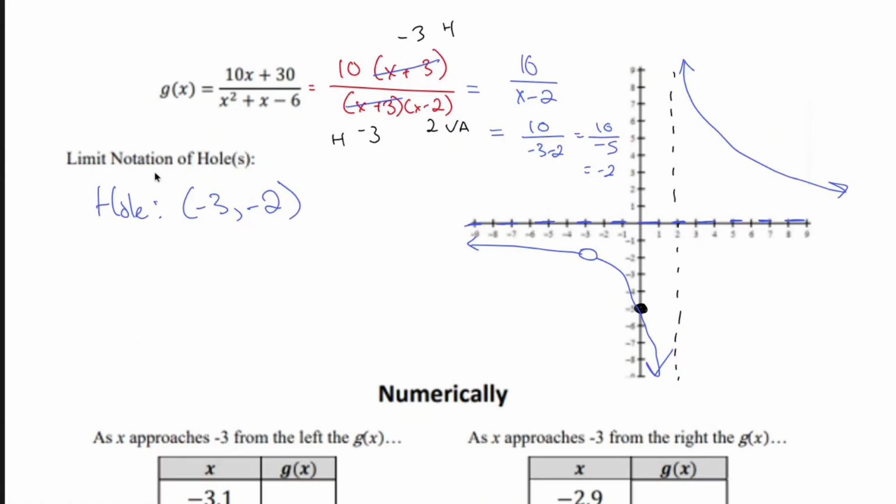Now that I have a picture, I could do the limit notation of that hole. I could say that the limit as x approaches -3 from the left of g of x, as I go towards -3 from the left, I'm going to hit -2. Similarly, the limit as x approaches -3 from the right of g of x has me going from the right toward -3, and that's also going to hit -2.